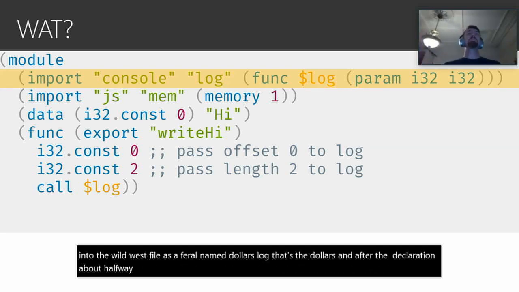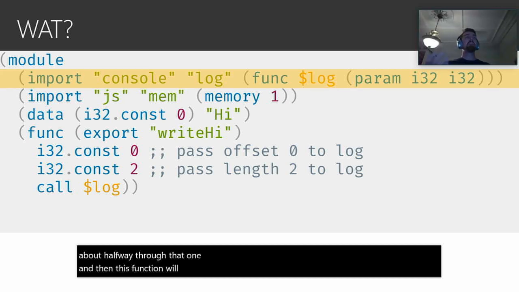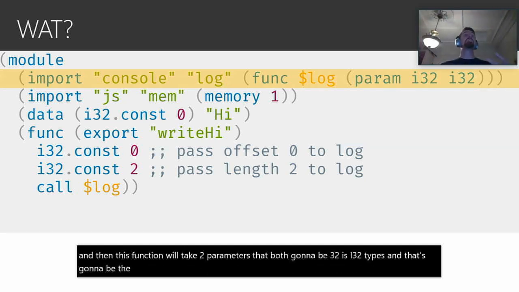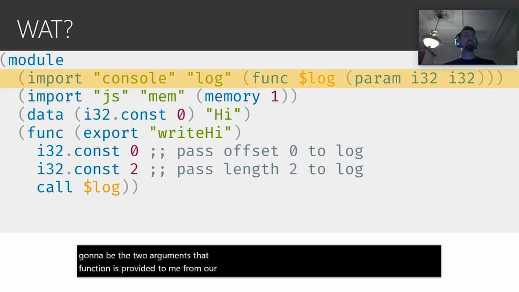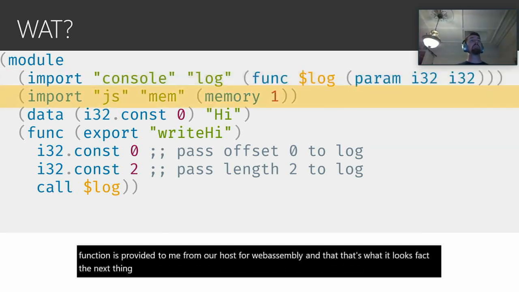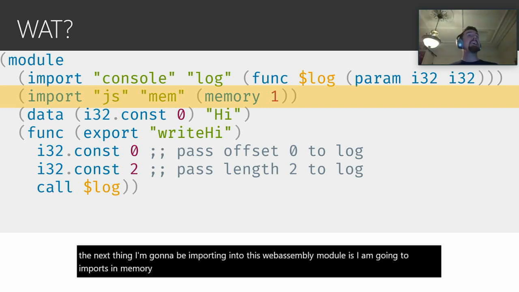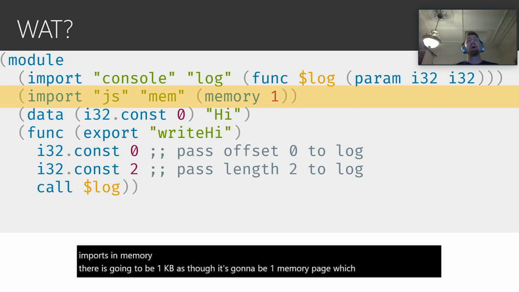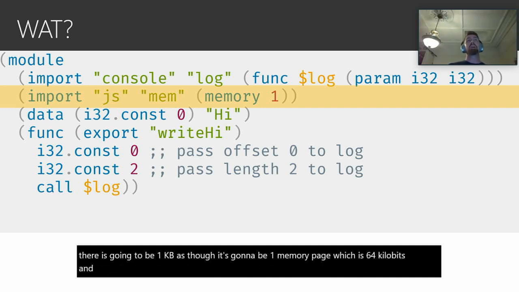Then this function will take 2 parameters. They're both going to be int32s, or i32 types. Those are the 2 arguments that the function provided to me from our host for WebAssembly will expect. The next thing I'm going to import into this WebAssembly module is some memory. The memory is going to be 1 page, which is 64 kilobytes, and that's the minimum amount of memory that I can import for the WebAssembly module.